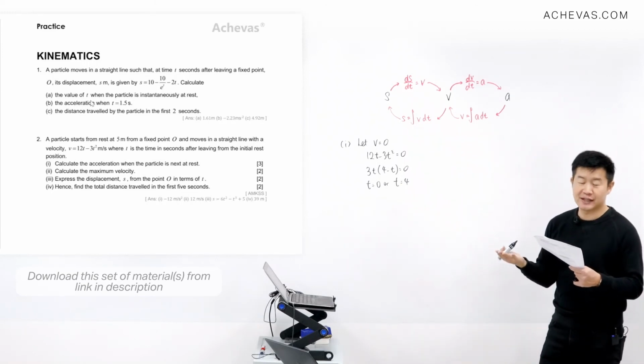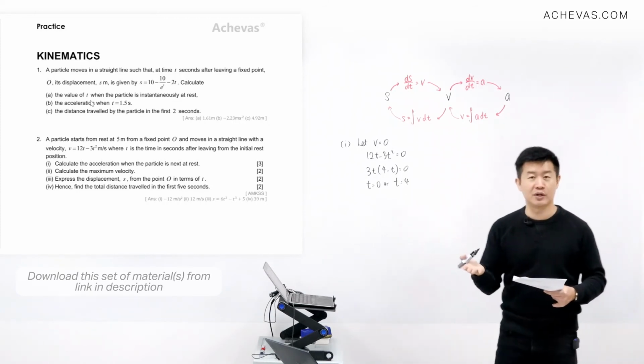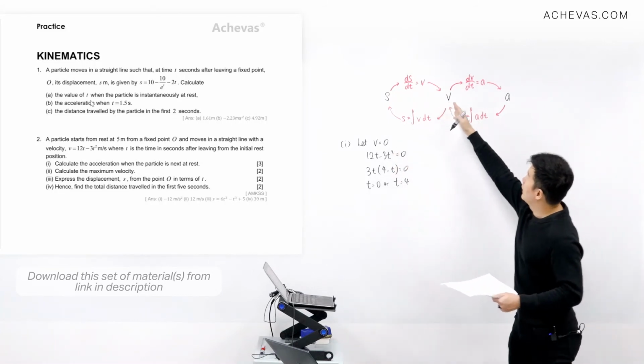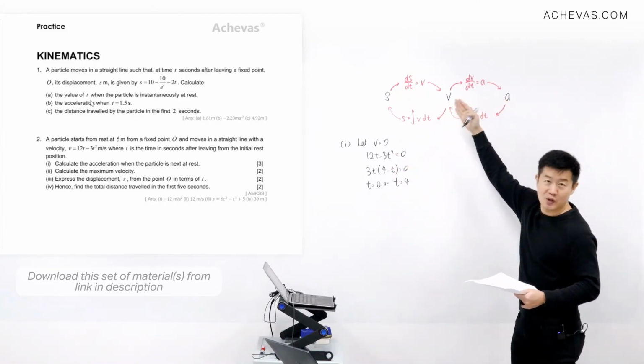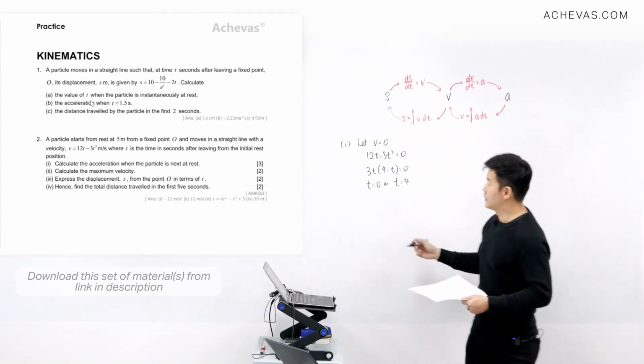So we are supposed to calculate the acceleration when t is equal to 4. We need the expression for acceleration in terms of time. So we have the velocity, and how do we get the acceleration from velocity? We will differentiate, because acceleration is the rate of change of the velocity.